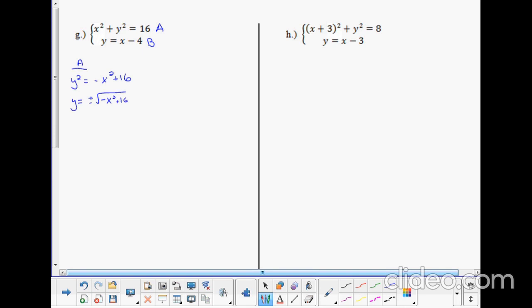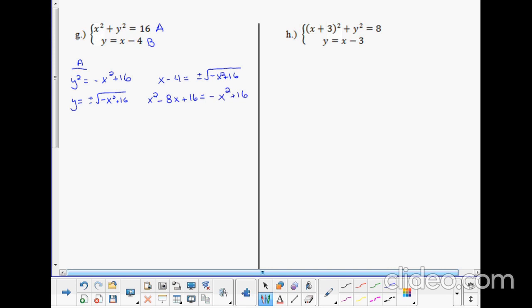At this point, if I want to substitute y from A into y from B, it would essentially be setting the equations equal to one another. So x squared minus 4 equals plus or minus the square root of negative x squared plus 16. To remove the root, I'm going to square both sides. So remember, if I square a binomial, the result would be the square of the first term, twice the product of the two terms, so negative 4 times x times 2 would be negative 8x, plus the square of the second term. On the other side of the equation, squaring the root of negative x squared plus 16 would just leave me negative x squared plus 16.